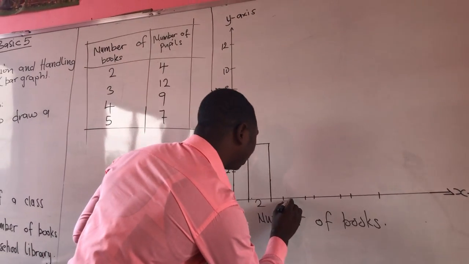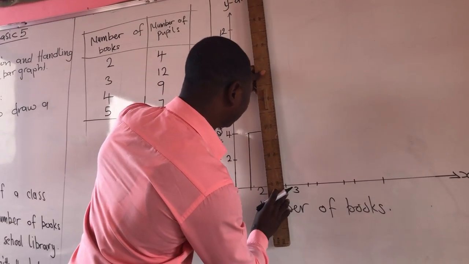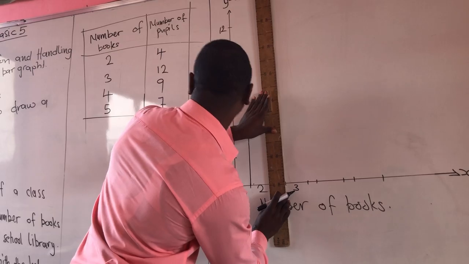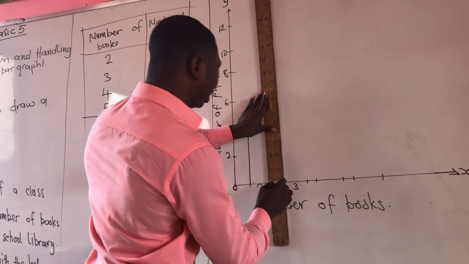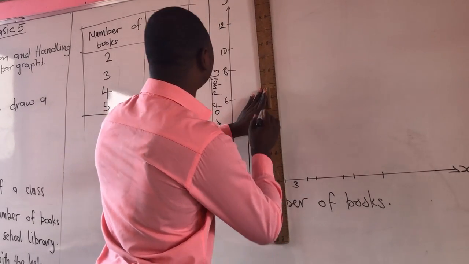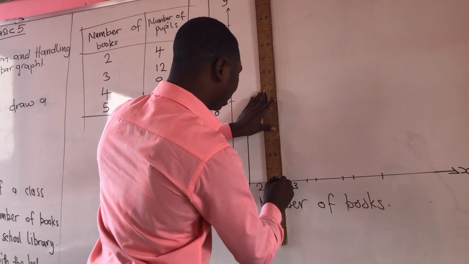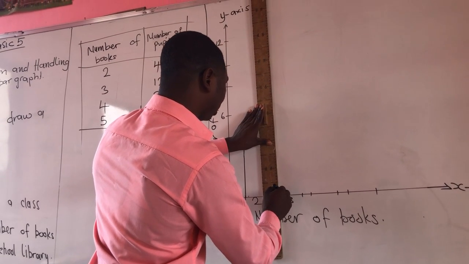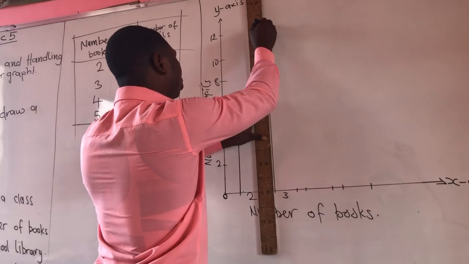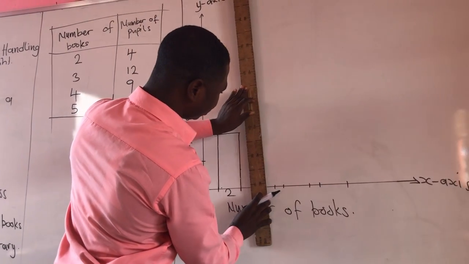So here will be my 3 books. So let me just draw. And it's up to which one? 12. So 3 books were taken by 12 people. So let's move to where the 12 is. 12. Good.